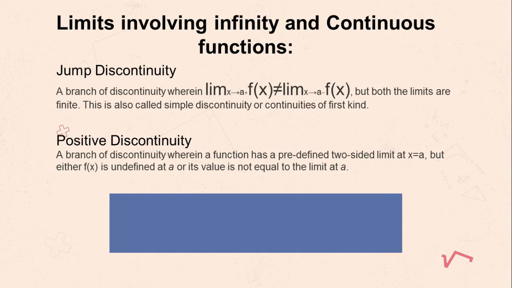Jump discontinuity: a branch of discontinuity wherein the limit as x tends to a plus of f of x is not equal to the limit as x tends to a minus of f of x, but both the limits are finite. This is also called a simple discontinuity or discontinuity of the first kind. Removable discontinuity: a branch of discontinuity wherein a function has a defined two-sided limit at x equal to a, but either f of x is undefined at a or its value is not equal to the limit at a.